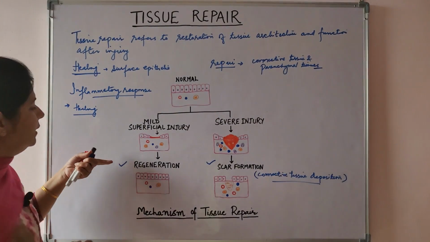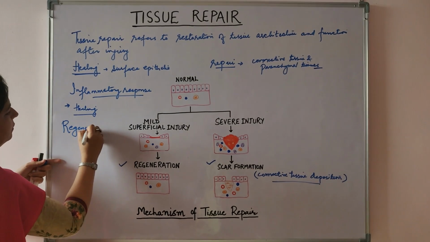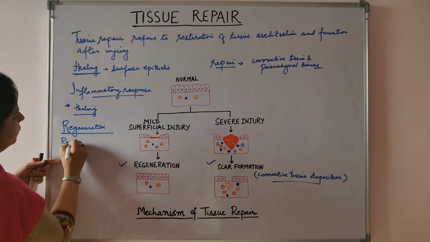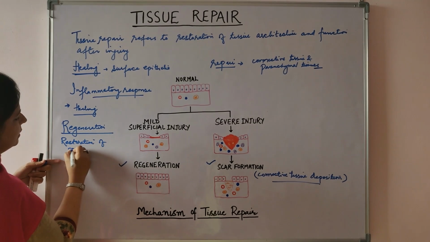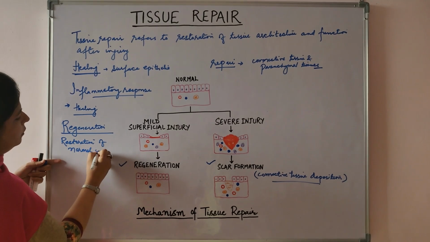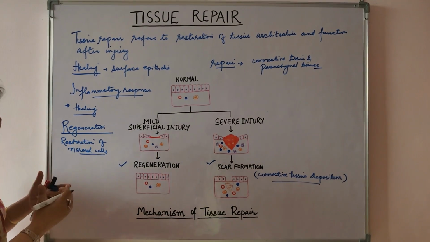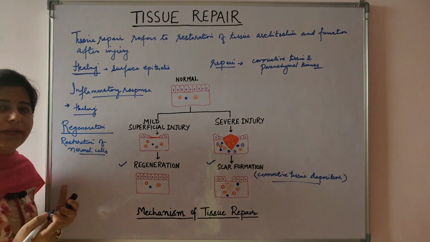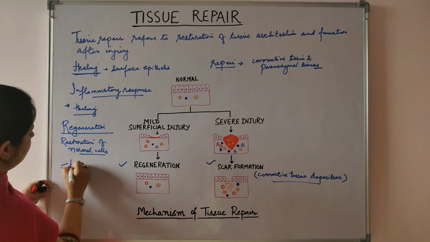So what is happening in regeneration? In regeneration there is restoration of normal cells. The damaged components are replaced by normal cells. And how can regeneration occur? It can occur by two mechanisms.